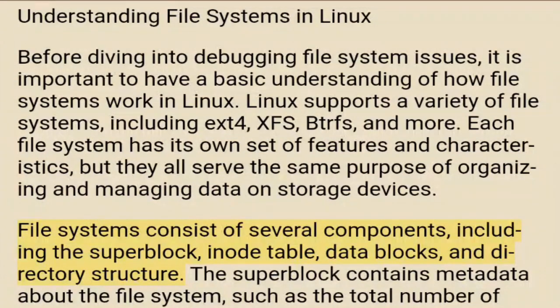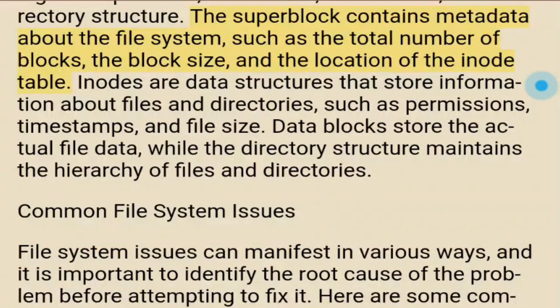File systems consist of several components, including the superblock, inode table, data blocks, and directory structure. The superblock contains metadata about the file system, such as the total number of blocks, the block size, and the location of the inode table. Inodes are data structures that store information about files and directories, such as permissions, timestamps, and file size. Data blocks store the actual file data, while the directory structure maintains the hierarchy of files and directories.